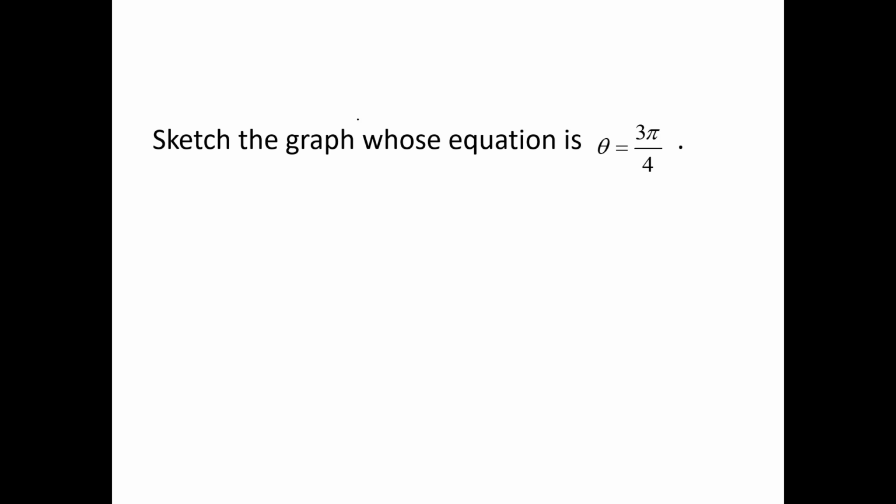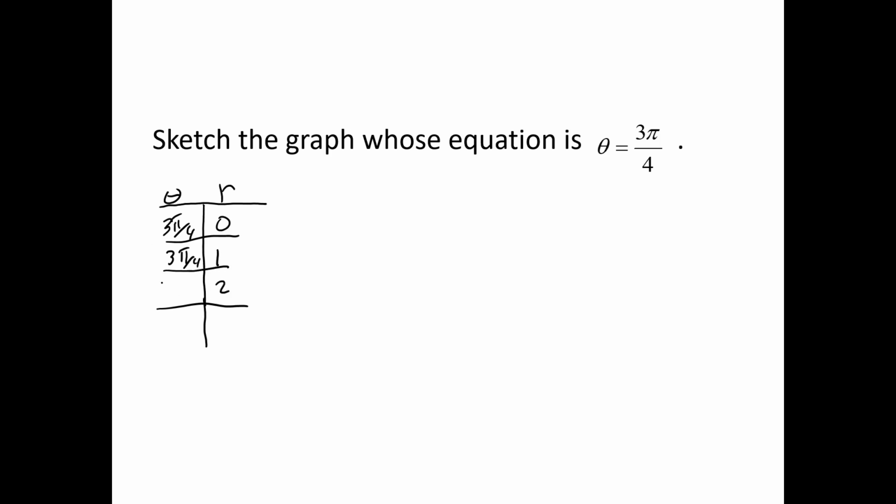Theta is equal to 3 pi over 4, right? So again, what we saw in the last example was when your r value is always a number, then your graph was a circle. Now, your theta is always a number. So if r is 0, your theta is 3 pi over 4. If r is 1, your theta is 3 pi over 4.